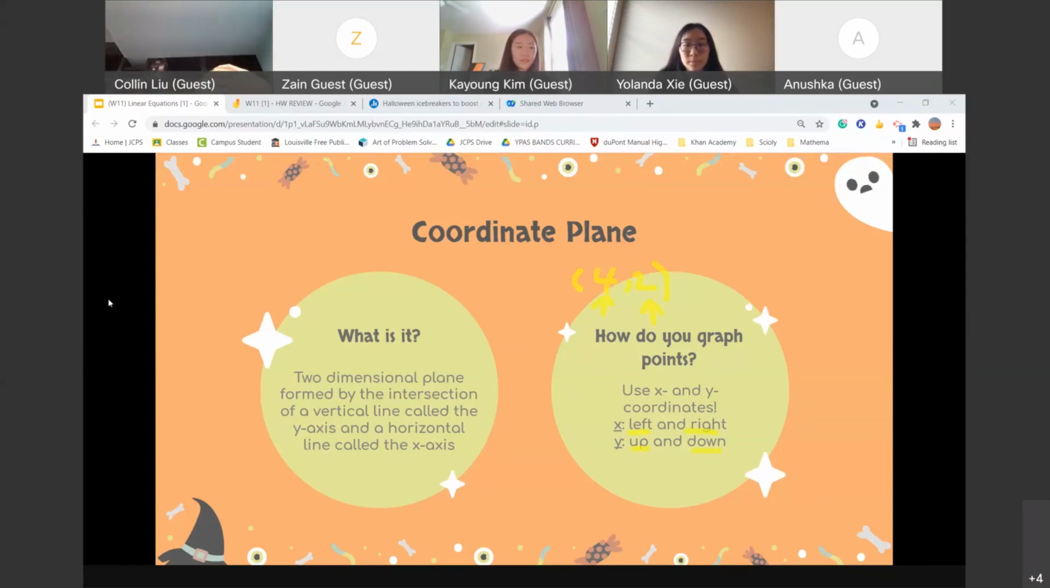I have no idea where the eraser is. Oh wait, I found it. This is pretty tedious to erase. Anyways. Uh-oh, what did I do? Oh.